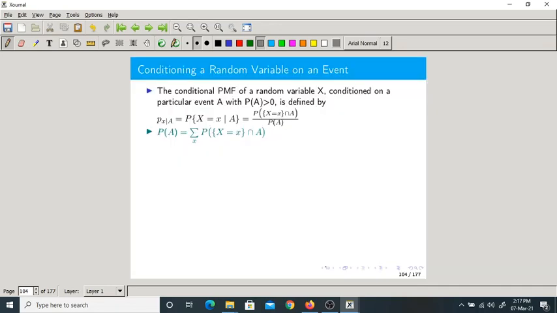Now how do we get P of A? Summation over x of P of X equals x intersection A. Now this is also very important. Clear? This is called the normalization property. What is it called? Normalization.